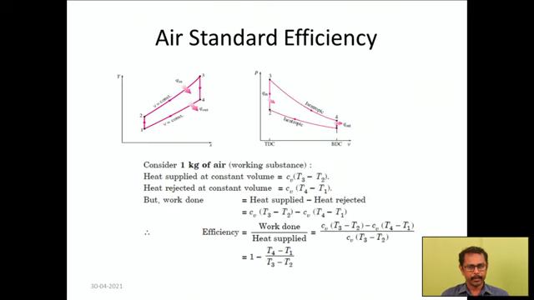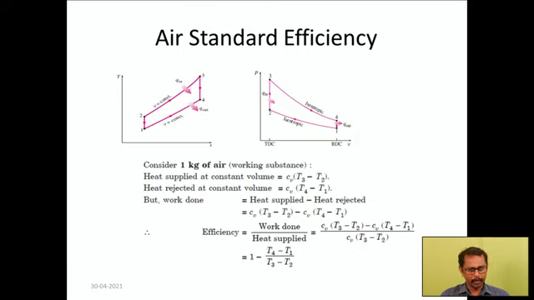Now we can see the air standard efficiency of the Otto cycle, which can be derived here, in which we have to consider 1 kilogram of working substance, which is nothing but air in the ideal cycle. The amount of heat supplied at constant volume equals mass into specific heat capacity at constant volume into the temperature difference of that heat addition process. The heat addition is process 2 to 3, so the temperature difference is T3 minus T2, and heat rejected at constant volume equals mass into specific heat capacity at constant volume into the temperature difference of the heat rejection process. The temperature difference is T4 minus T1. Here the mass is not represented, because we have considered the mass as 1 kilogram.